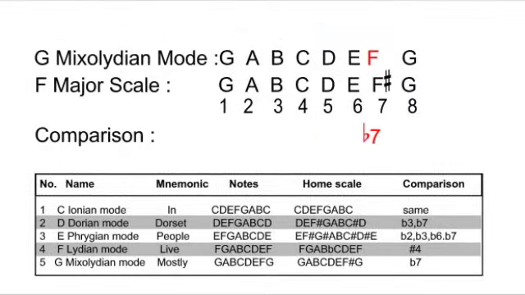For the G Mixolydian mode, we compare the notes to the home scale of G major. You can see that the Mixolydian mode also has just 1 note that differs from the major scale. The 7th note of the G major scale is flatted to make the G Mixolydian mode. So in the comparison column we have the formula flat 7.